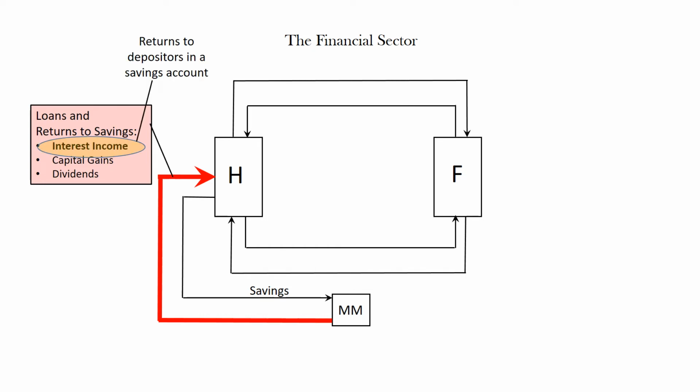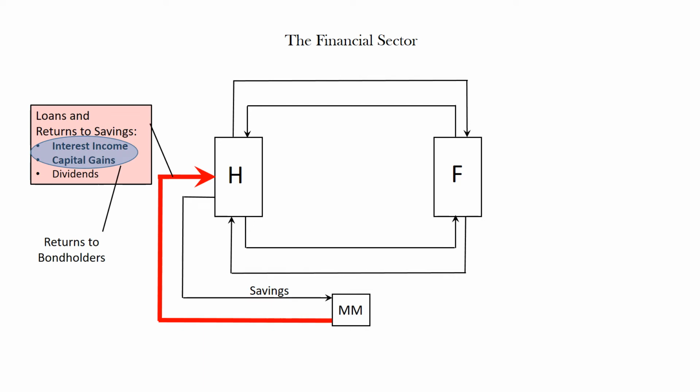Depositors into a savings account, whether it be a passbook savings account, a money market account, or a certificate of deposit, earn interest. After all, these depositors are lenders. Bondholders, who are also lenders, earn interest and potentially capital gains. Capital gains is the profitable sale of an asset. Stockholders can earn capital gains and dividends.